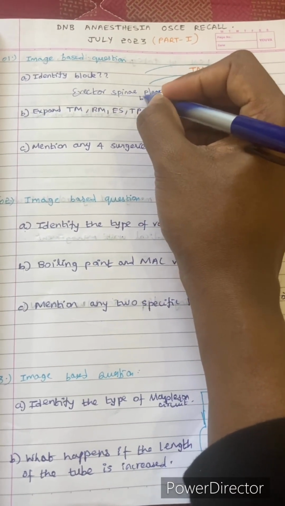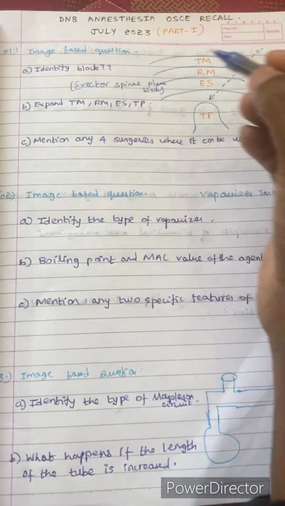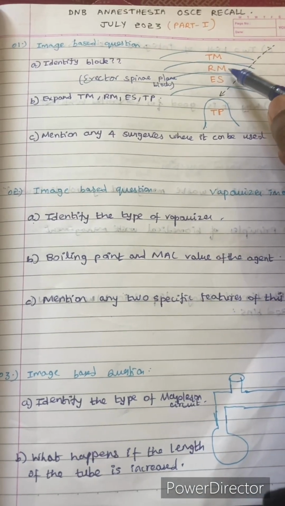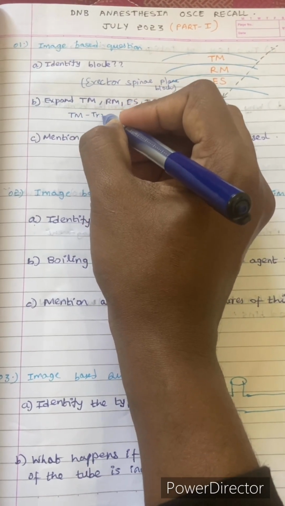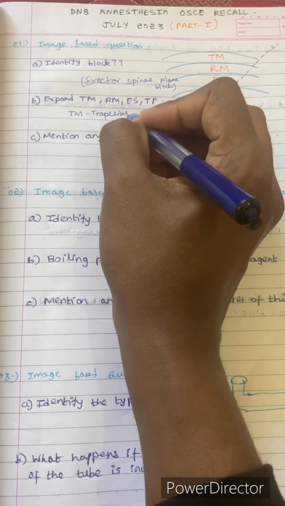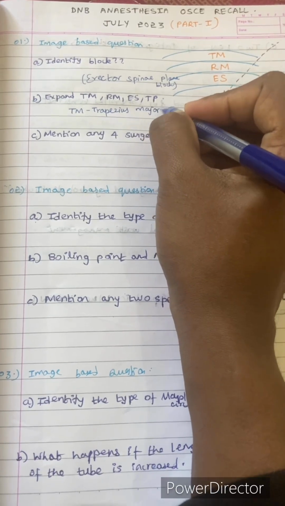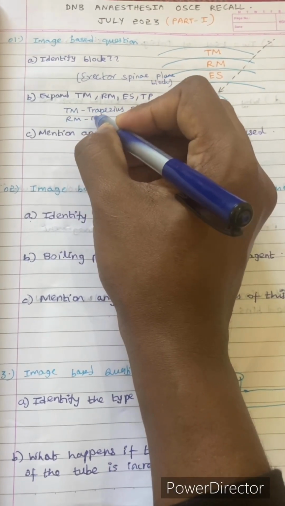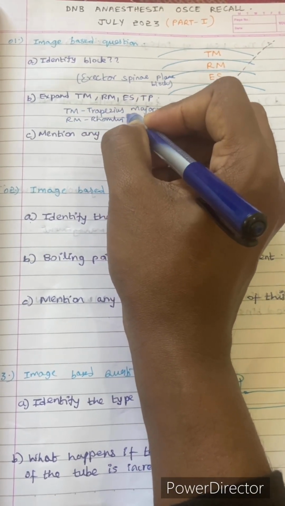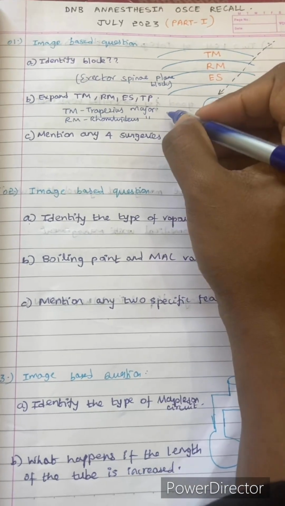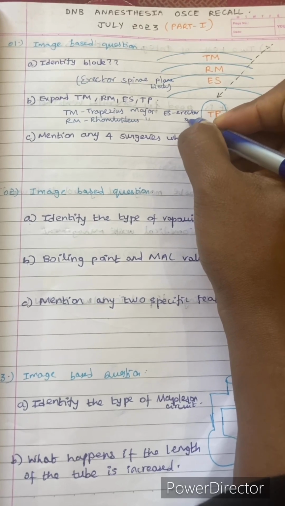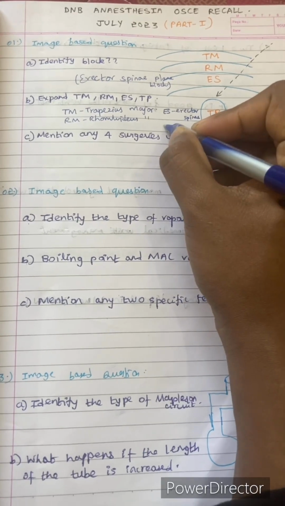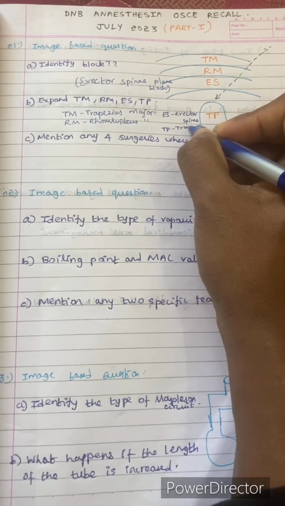The next question asks to expand TM, RM, ES and TP. TM is trapezius major, RM is rhomboideus major, ES is erector spinae muscle, and TP is transverse process.